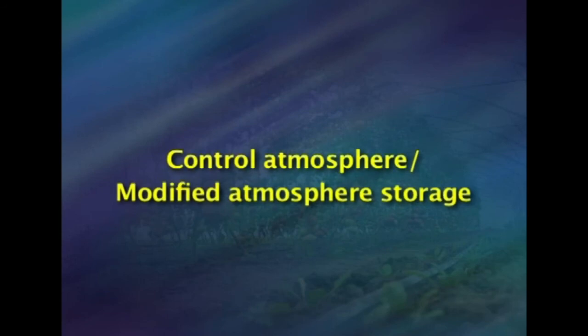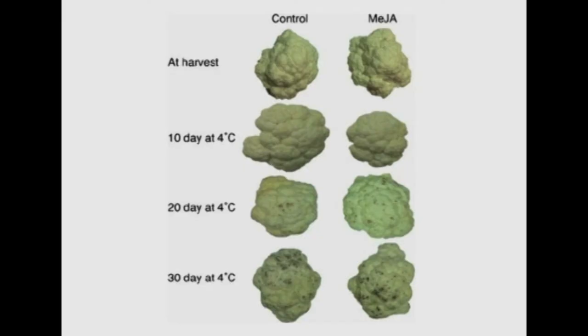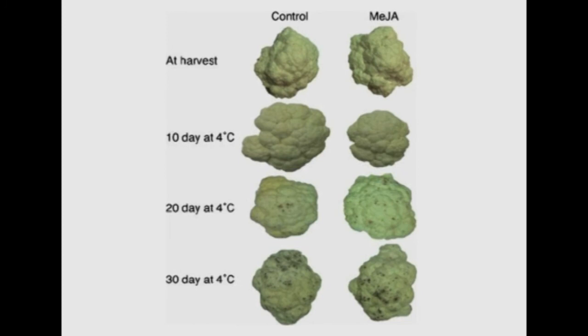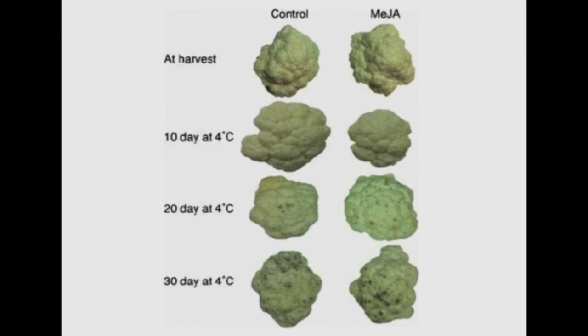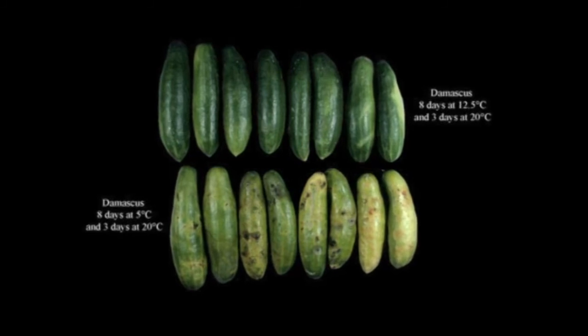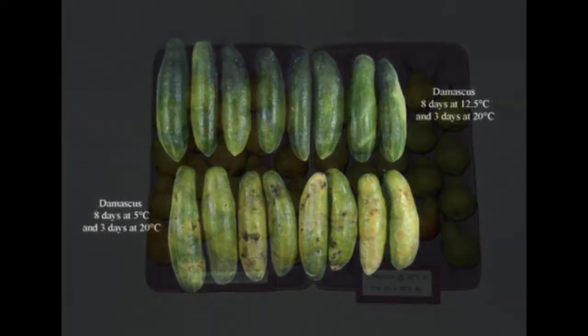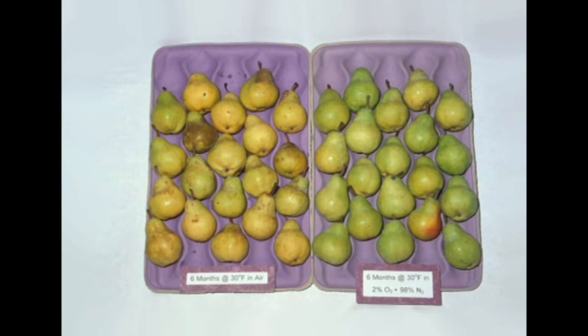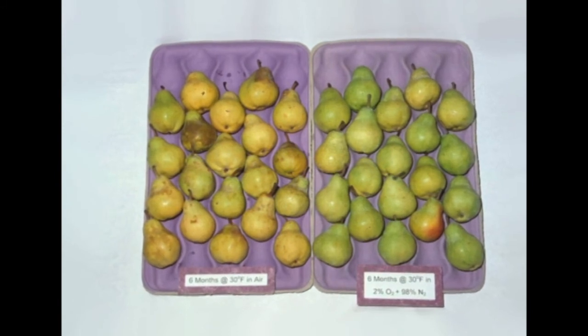Controlled atmosphere, modified atmosphere storage. Controlled atmosphere or modified atmosphere storage involves adjustment of atmospheric composition surrounding commodities by removal or addition of gases from the environment surrounding the fruits and vegetables.